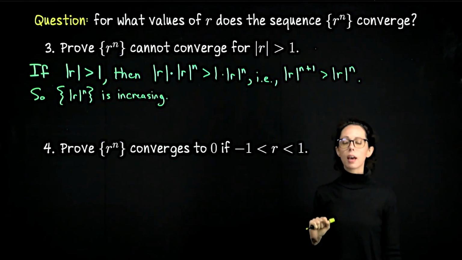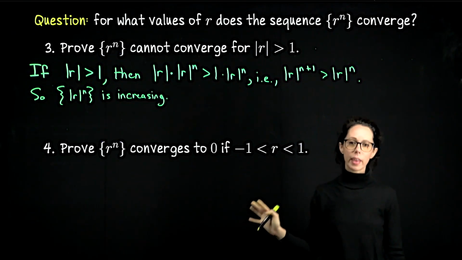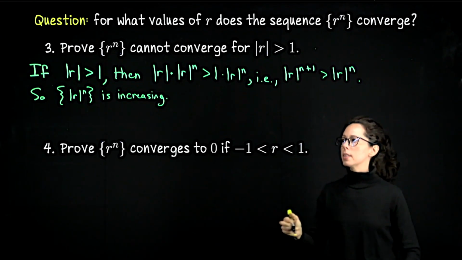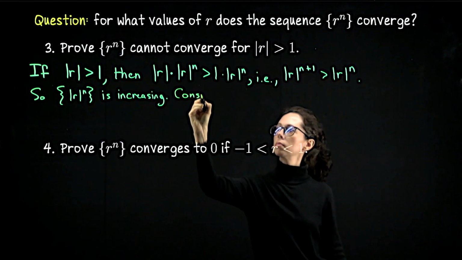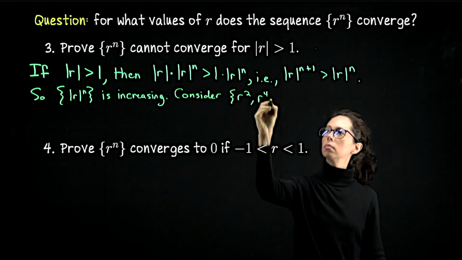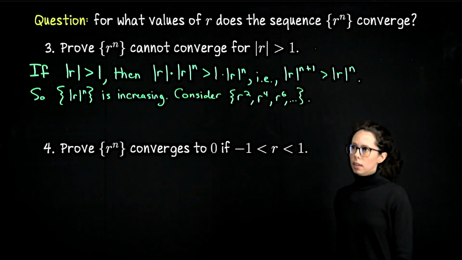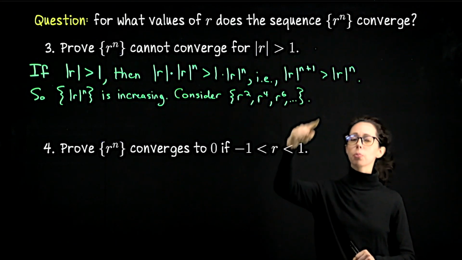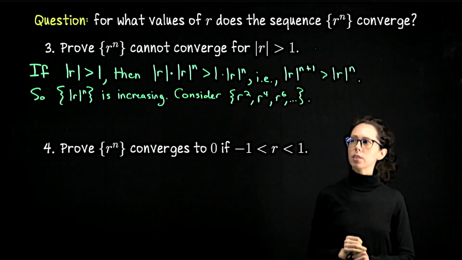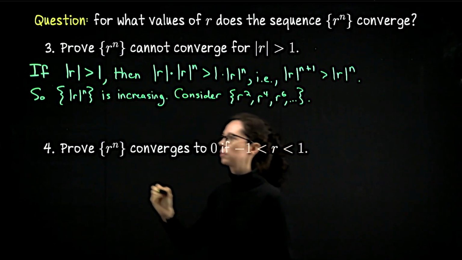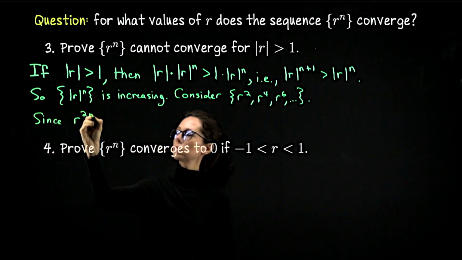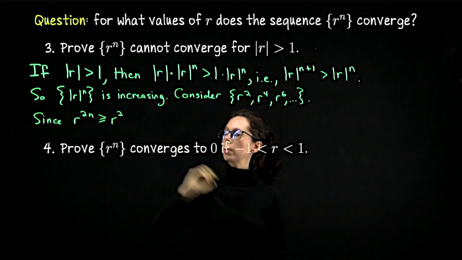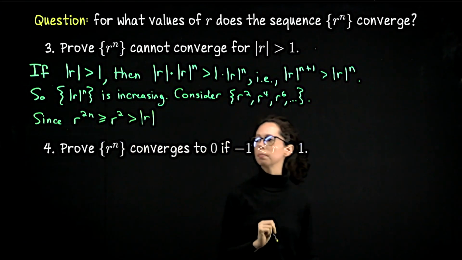If I consider the subsequence of even powers, then I can get rid of the absolute values, because raising the absolute value of r to an even power is going to make it positive without the absolute value. Okay, so consider r squared, r to the fourth, r to the sixth. Then for any such term here, it's greater than or equal to the previous term, which is greater than or equal to the previous term. All of these terms are greater than or equal to the size of r. I just wanted to get rid of the absolute values, so I'm switching to this sequence. This is greater than or equal to the first term in the subsequence, which is greater than the absolute value of r, which is greater than 1.